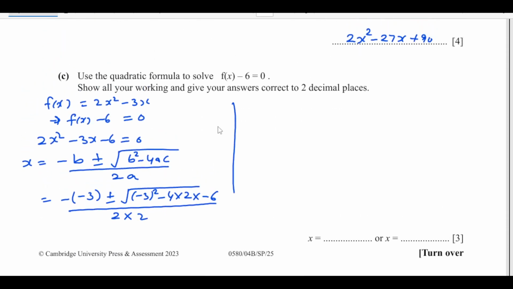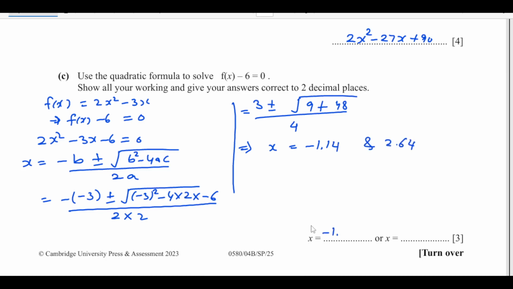So here we have 3 plus or minus the square root of 9 plus, 4 times 2 is 8, times 6 is 48, over 4. You can directly use your calculator also, because in this paper you can use a calculator. So from here we are getting the values of x as negative 1.14 and 2.64. Remember to write your answers in the space provided to you.